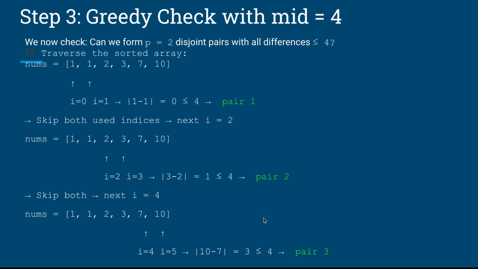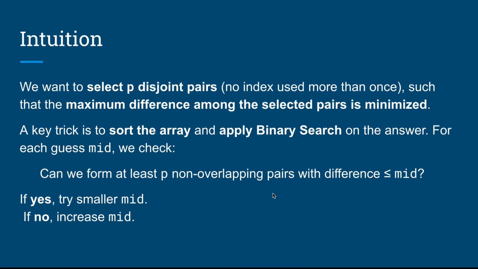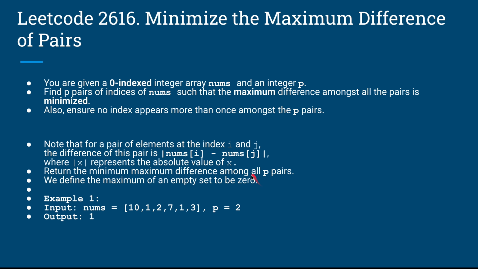So our goal is to find the smallest number x such that you can form p disjoint pairs, and for each pair, the absolute difference, nums[i] minus nums[j], should be less than or equal to x. Understood, right?